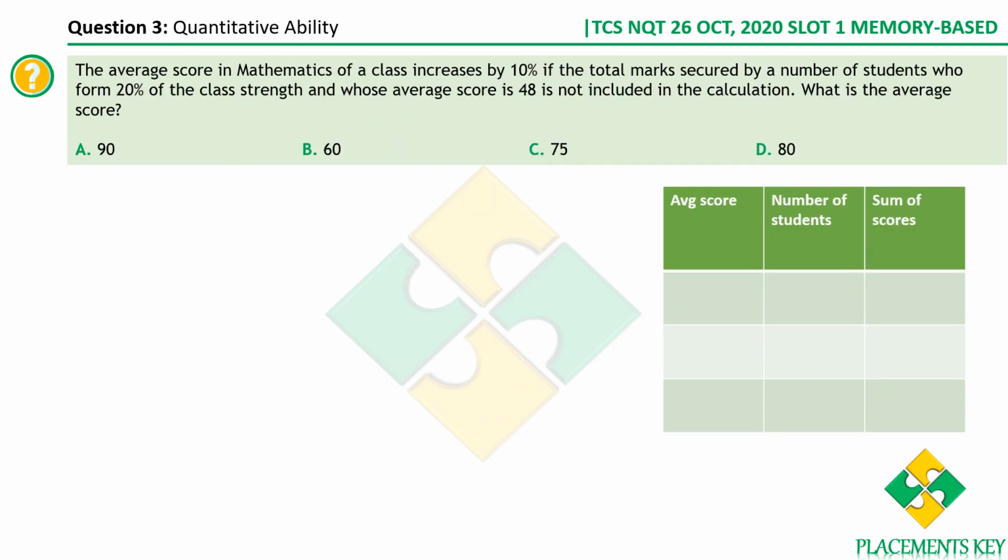Next, the average score in mathematics of a class increases by 10% if the total marks secured by the students who form 20% of the class strength and whose average score is 48 is not included. What is the actual average score?